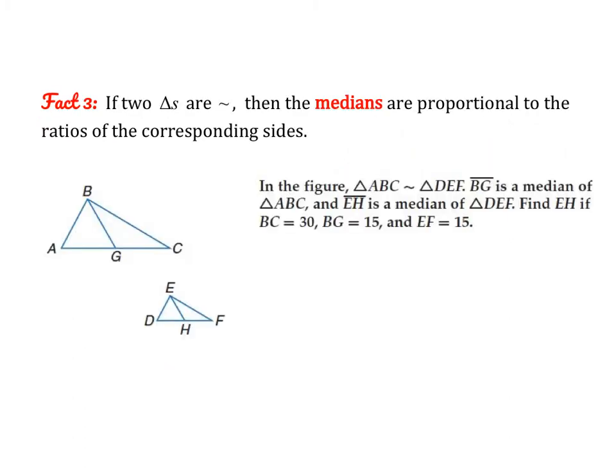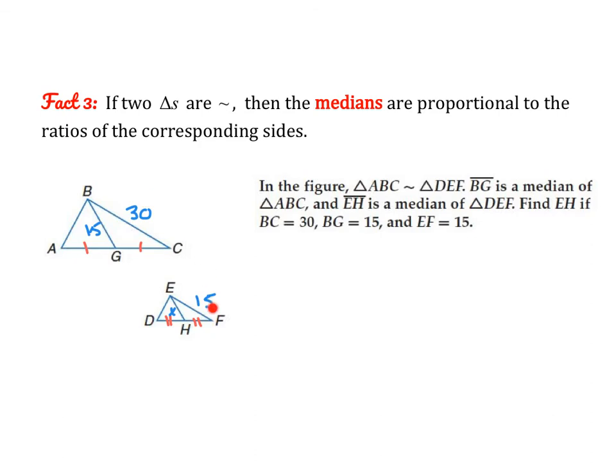All right, so fact 3 is very similar to fact 2, except it's with a median. So if two triangles are similar, then the medians are proportional to the ratios of the corresponding sides. So here we are told that BG is a median and EH is a median. When I see something like that, I'm going to go in and mark the congruent segments like this. They say find EH, so I'm going to label that median X, if BC is 30, BG is 15, and EF is 15.